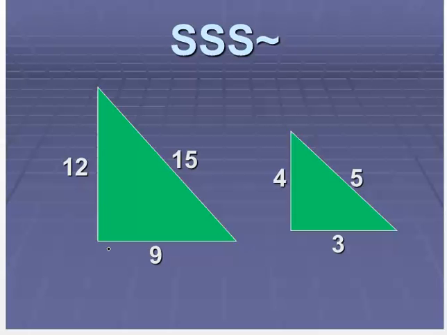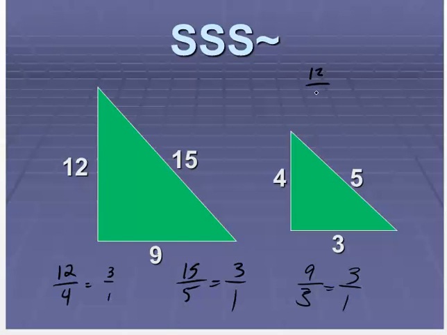I'm going to take our 12 and put it over 4. That reduces to 3 over 1. 15 over 5, corresponding parts, reduces to 3 over 1. And 9 over 3, corresponding parts, reduces to 3 over 1. Since these all reduce to the same ratio, you can write that proportionality statement and all the parts are true. 12 over 4 is the same as 15 over 5 is the same as 9 over 3. Then the triangles are similar by side, side, side similarity.